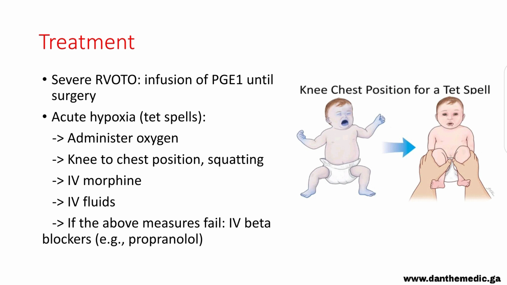And then in the case of TET spells, we should administer oxygen, and knee to chest position or squatting should also be done. So knee to chest in babies and squatting in toddlers. And also we should give intravenous morphine to relieve the pain, and also intravenous fluids. If all these measures fail, then we should give beta blockers intravenously.